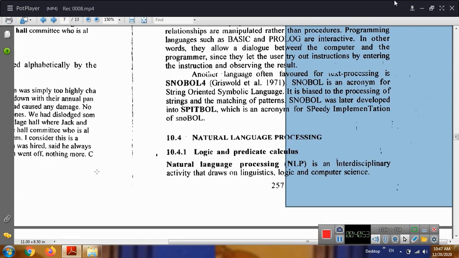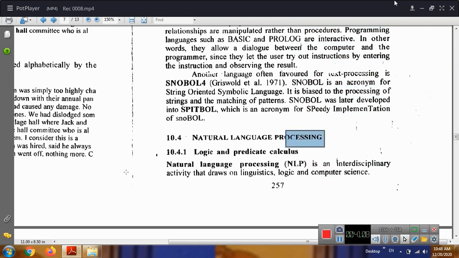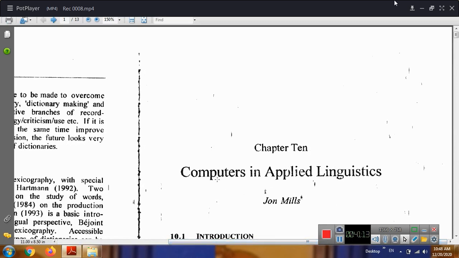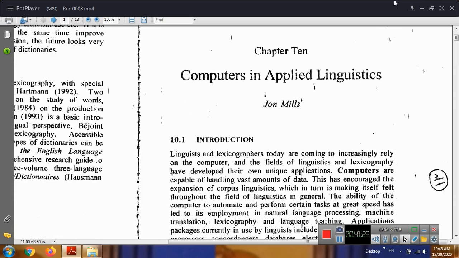I think in this session it is enough for natural language processing. We should read and teach the following terms in the next session, and I want to review the important matter for you: natural language processing. In this article we were familiar with another aspect of corpus linguistics, which was the role of computers in applied linguistics.